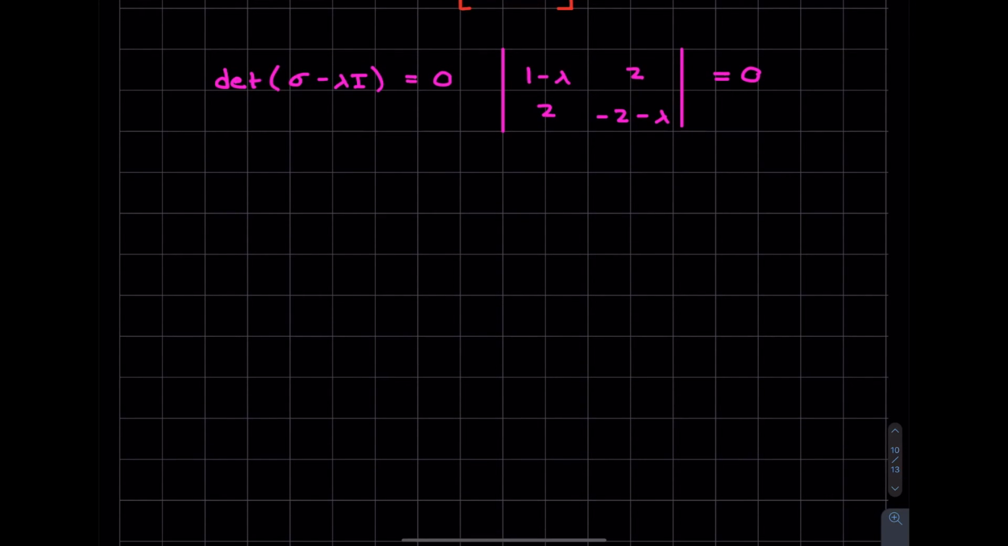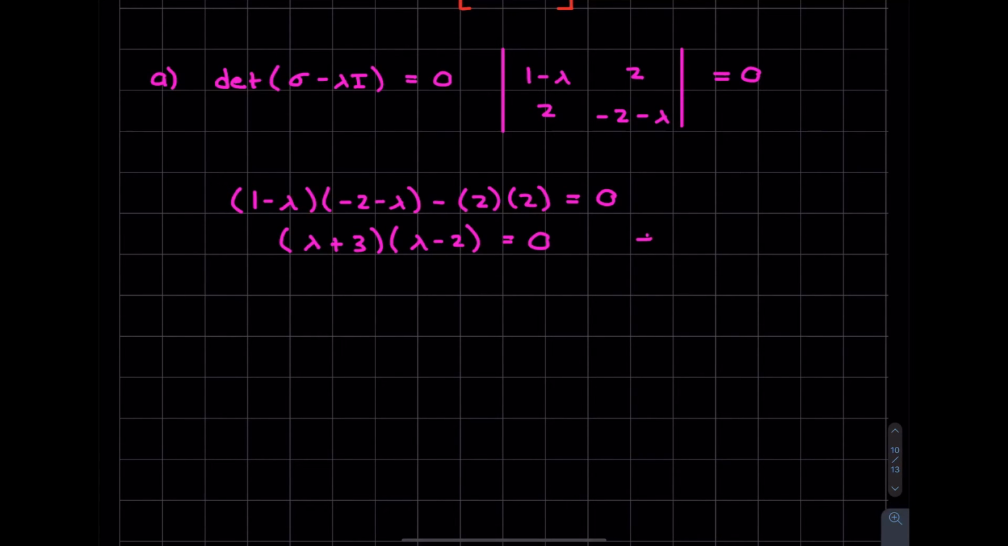So I come down here, and I'll put part A so you can somewhat keep track of what I'm trying to accomplish. If I expand this out, I have 1 minus lambda multiplied by negative 2 minus lambda, and I subtract the other 2 components, so 2 multiplied by 2, and this is all equal to 0. And from there I can see this simplifies nicely. Again, you're probably using Mathematica, I don't blame you. It's lambda plus 3, lambda minus 2 equal to 0. So it's easy to see that my lambdas, which are my eigenvalues, are equal to 2 and negative 3.